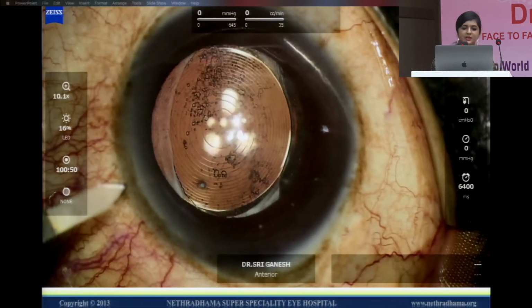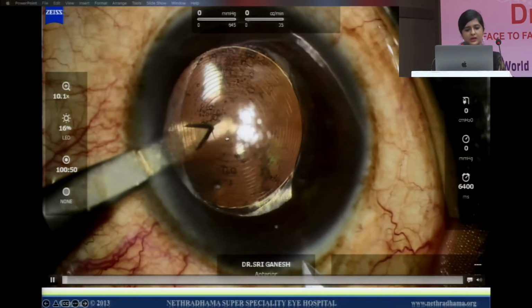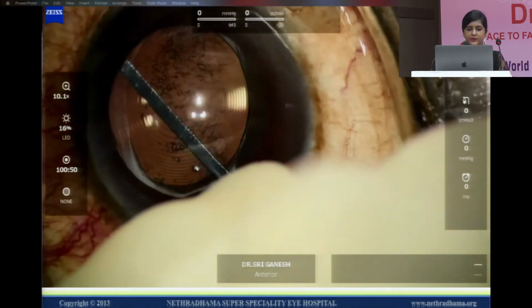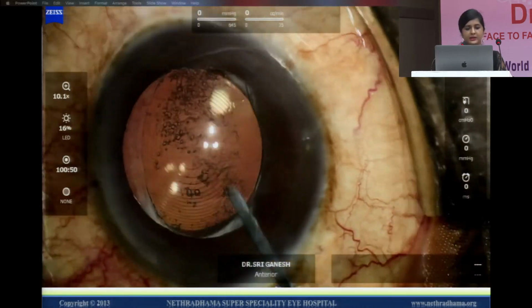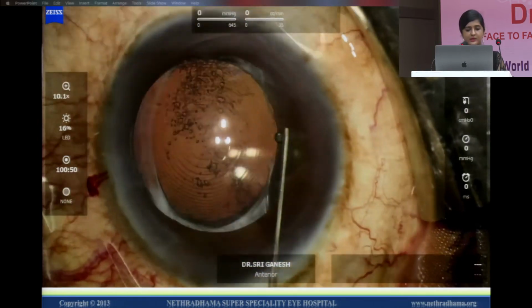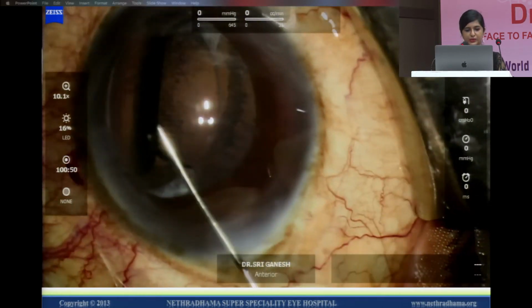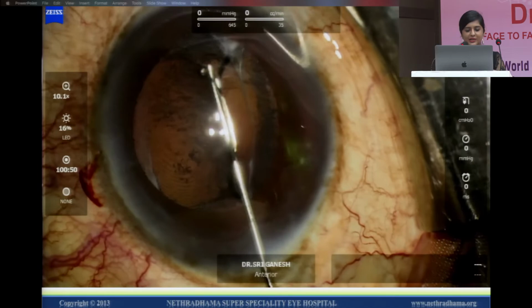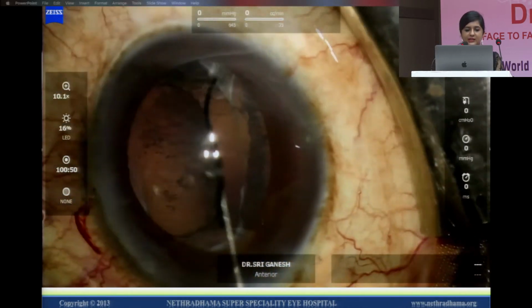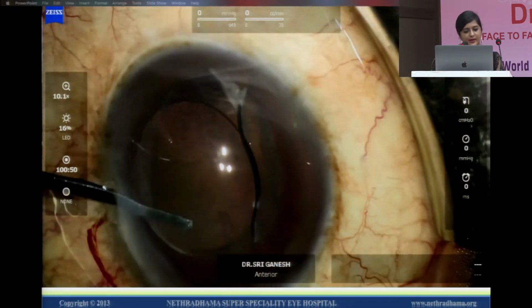So this is another case of IOL exchange. This patient came back 2 years post-operatively with a lot of photic phenomena, glare, halos, etc. Here we see that a fine iris repositor is being used to remove all the adhesions between the IOL and the bag, and viscoelastic is injected under the IOL and it's tried to explant.